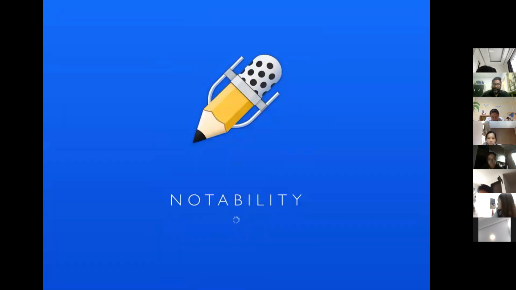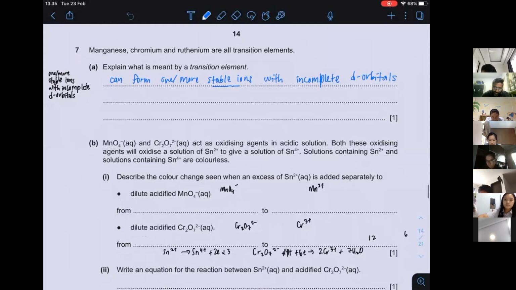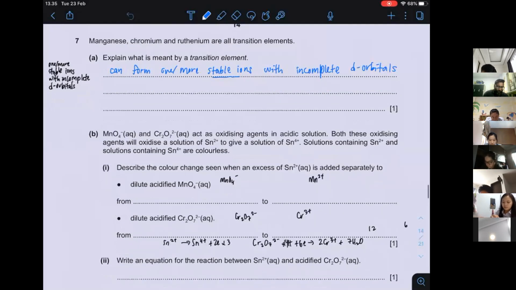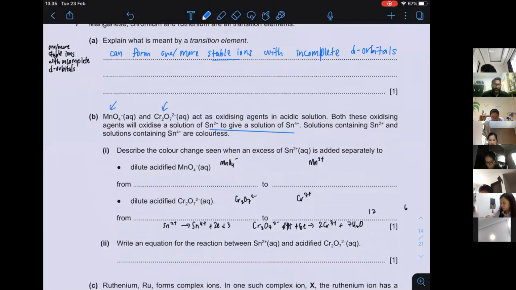If we continue further, they have mentioned that Sn2+ can give you Sn4+ by using oxidizing agents. These are the two common oxidizing agents: potassium manganate, potassium dichromate. They are very common in chemistry. When you use these oxidizing agents, you have Sn2+ changing into Sn4+, which is colorless.